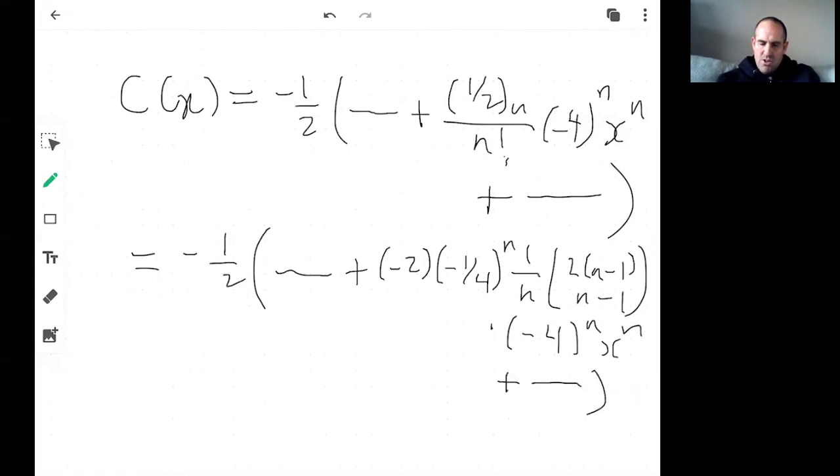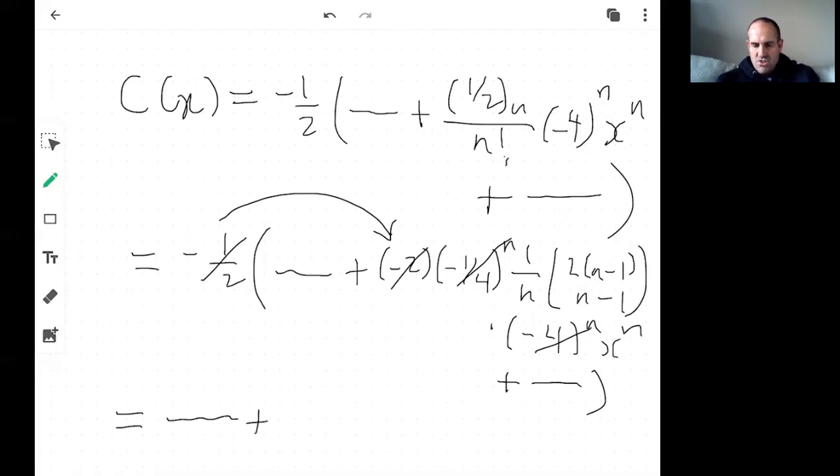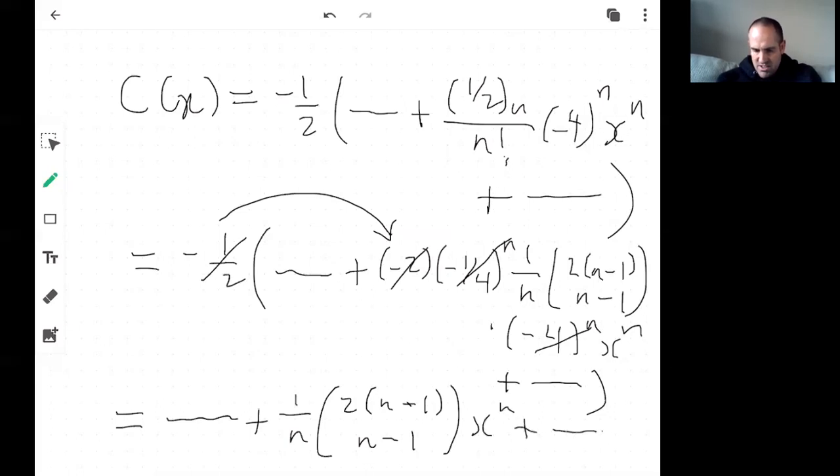So here we go. Now, look at this. If I distribute the negative 1/2 into here, guess what? This and this cancel. And also, this and this cancel. So in the end, all this junk cancels and the generic term is 1 over n, 2 times the quantity n minus 1, choose n minus 1. How simple that is. x to the n plus dot, dot, dot.